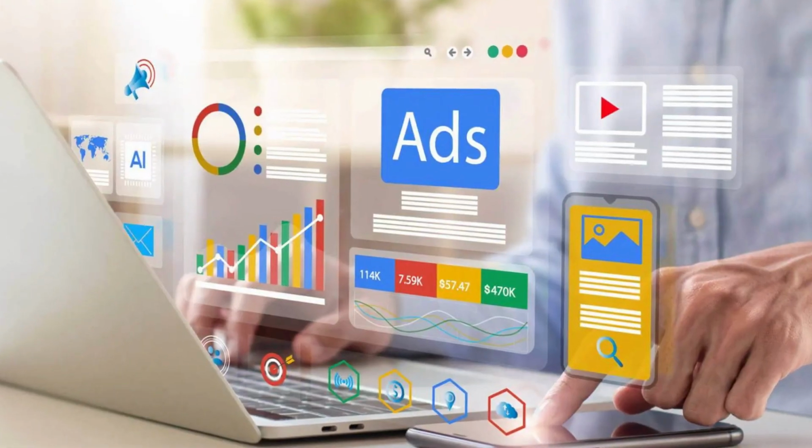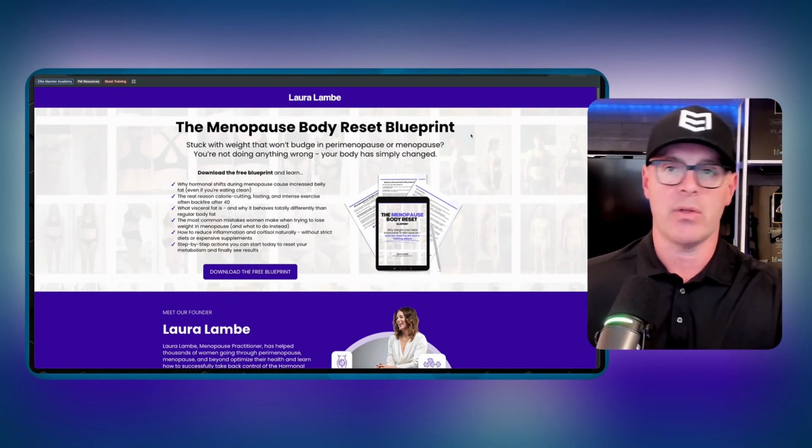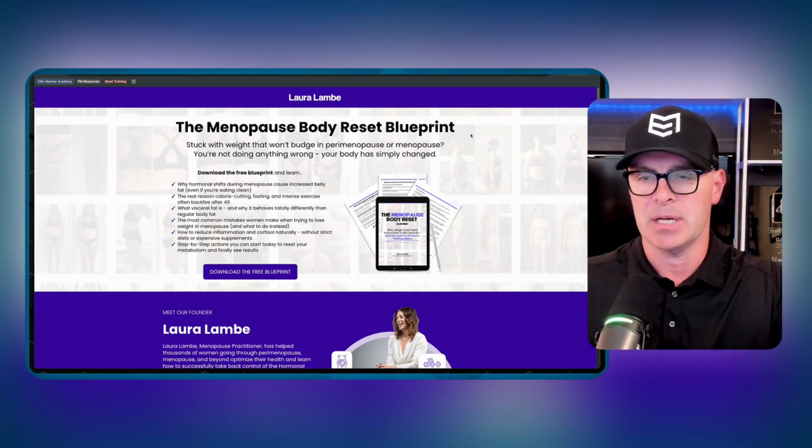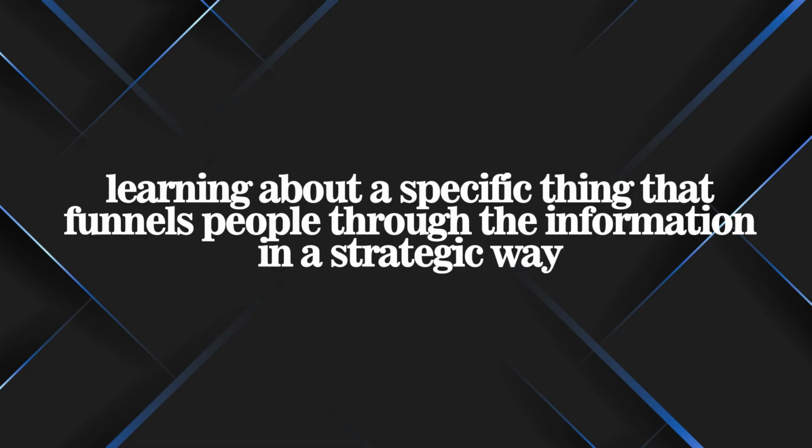And I'm going to take a moment to talk a little bit about this when it comes to link trees and social media too. I'm not a fan of link trees because you give people too many options and they won't take any, right? They'll get lost in the information. I see so many people who run ads straight to a website that has their full menu on it. And they might think, well, that gives them an opportunity to learn more about us. The problem is it gives them an opportunity to learn more about you rather than learning about a specific thing that funnels people through the information in a strategic way. That's what funnels are all about.